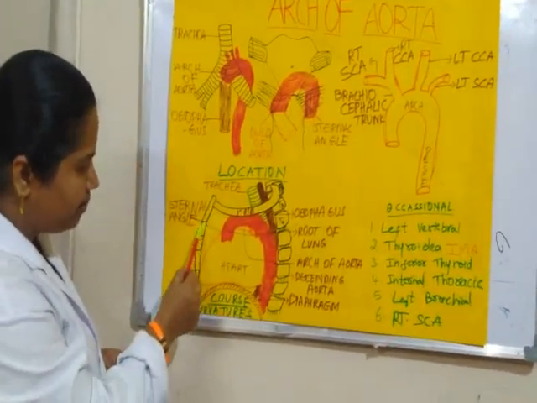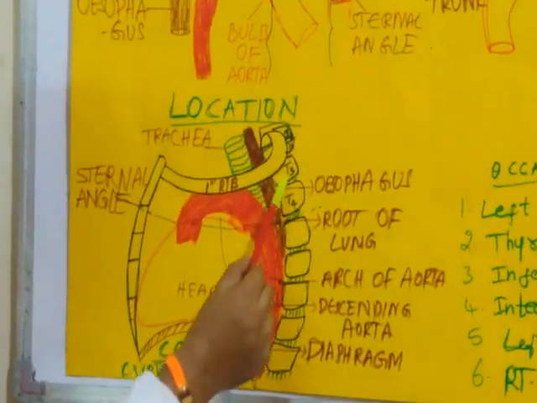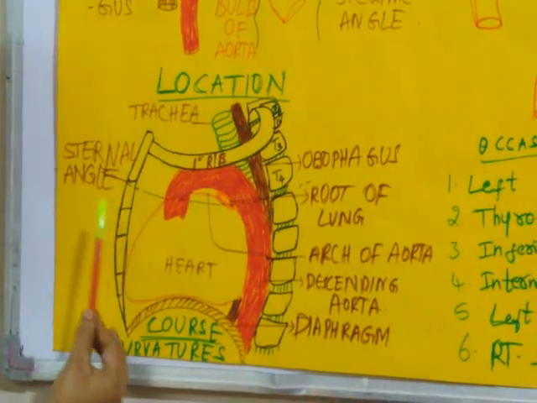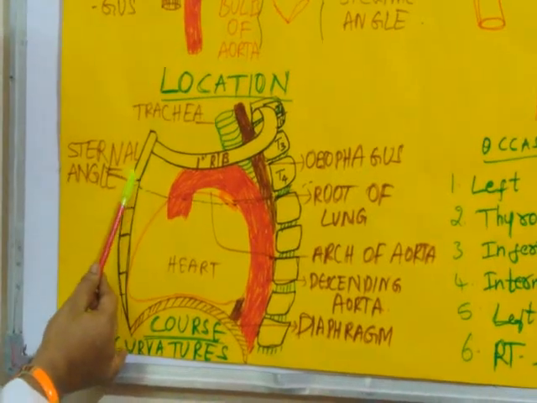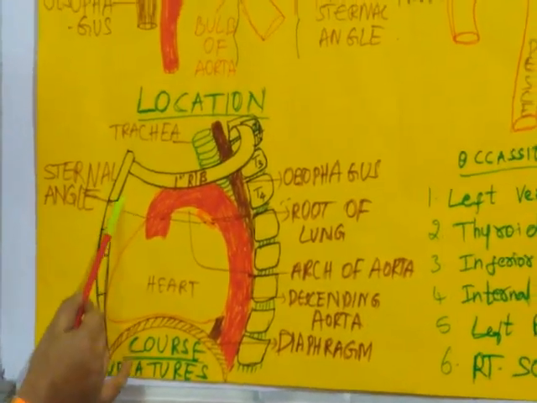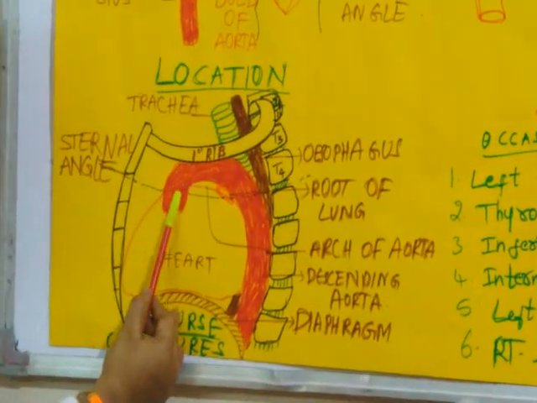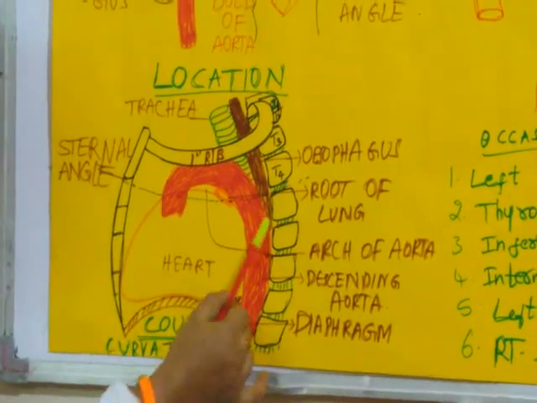This is the sternum, parts of sternum, and here posteriorly you can see the thoracic vertebra. So this is the sternal angle, an imaginary line which is extending from the manubriosternal joint to the fourth thoracic vertebra, seen here. Above that we will see the superior mediastinum, below that inferior mediastinum.